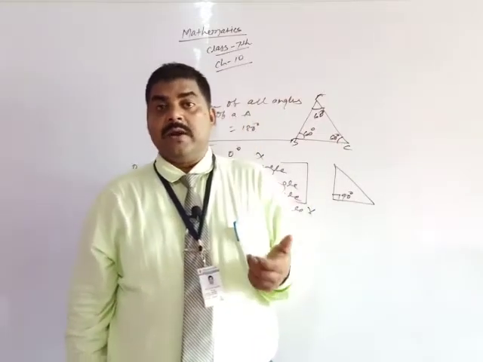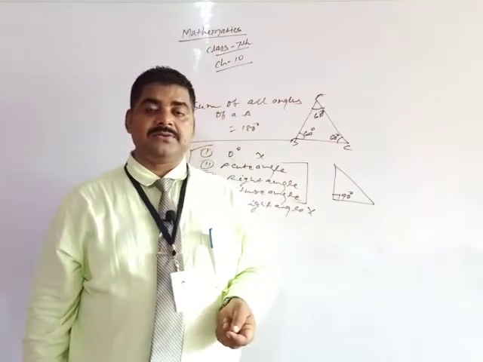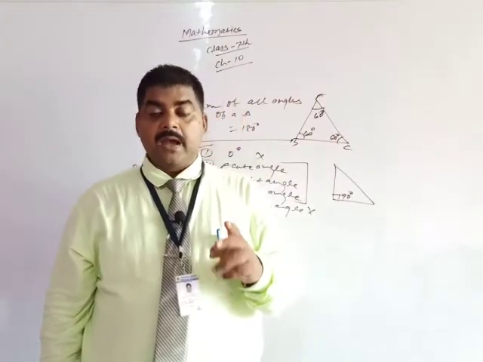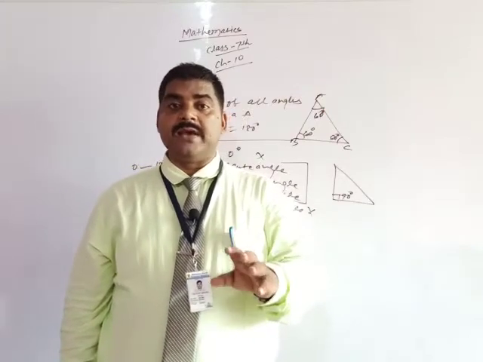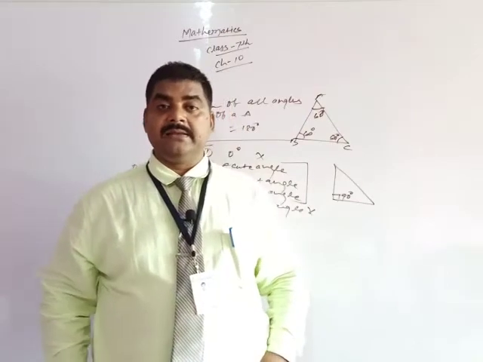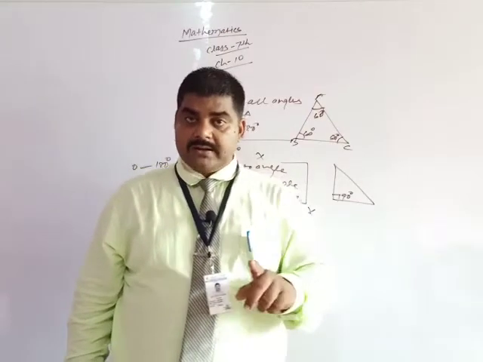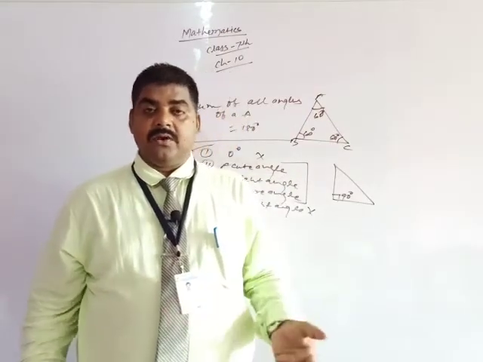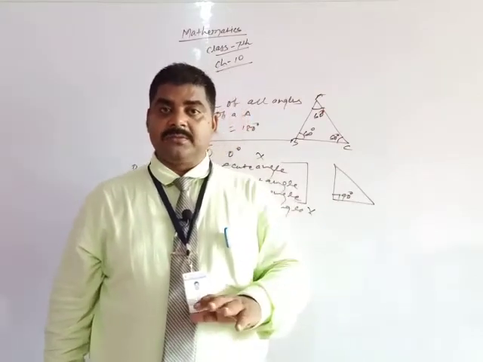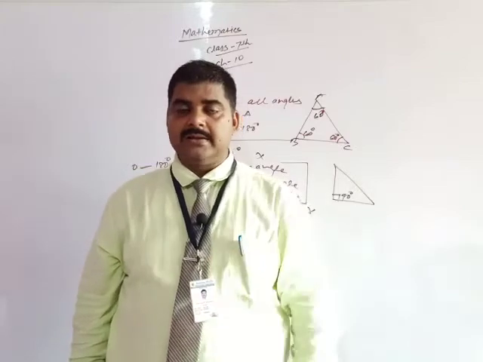And one note you have to keep in mind: two right angles cannot be possible, and also two obtuse angles cannot be possible. If you add two obtuse angles, the sum must be greater than 180 degrees, and you know that the sum of the three angles of a triangle cannot be greater than 180 degrees.